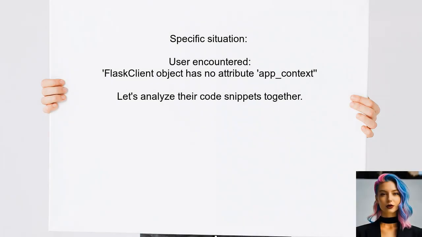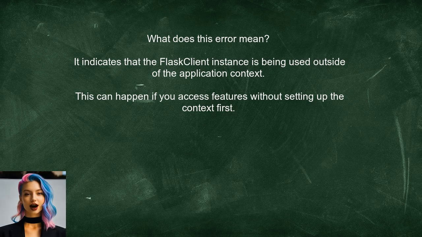Let's dive into the specific situation at hand. One user recently encountered the error message, FlaskClient object has no attribute app context, while running their tests. They provided some code snippets that we'll analyze together. So what does this error mean?